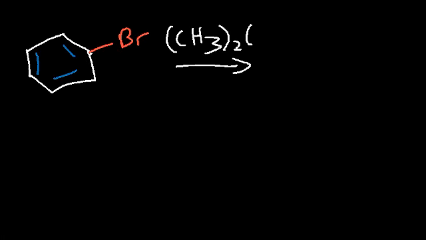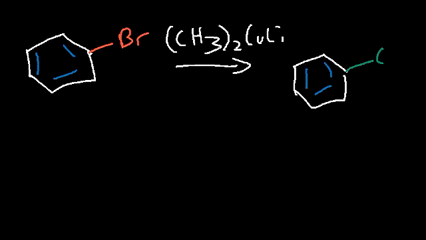Now, you can also do something similar with a benzene ring. So if you were to add a Gilman reagent to this, you can replace the bromine atom with a methyl group. So this can work as well. And the mechanism is very similar to the last example.